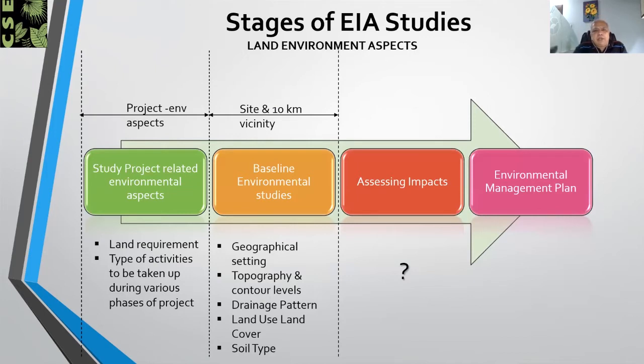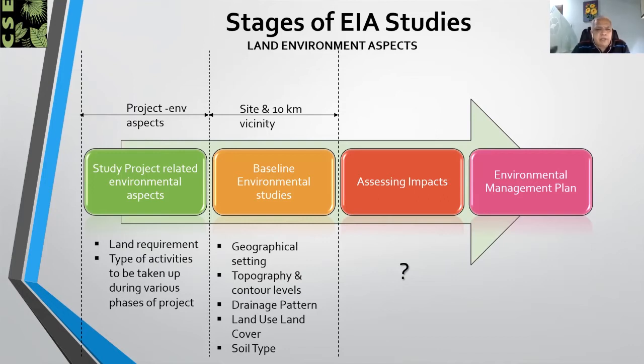Now, as we saw earlier, in the various stages of EIA studies or in the preparation of the EIA report, we have two principal components. One, which has already been covered by some other resource persons, is to study the project related environmental aspects and the baseline environmental studies. Now we are going towards understanding how to assess the impacts on the land environment.